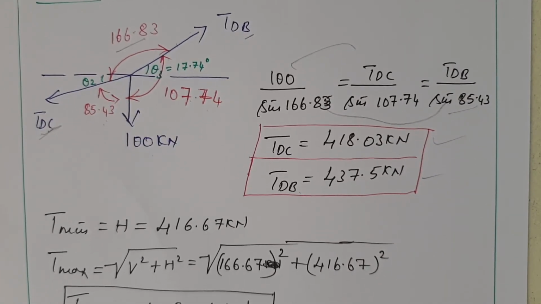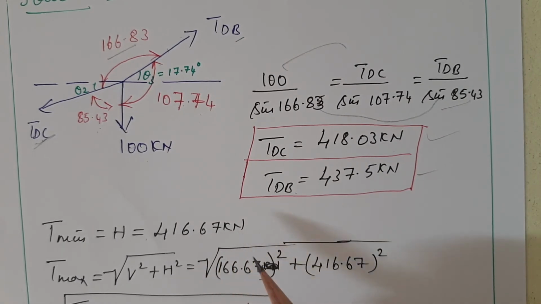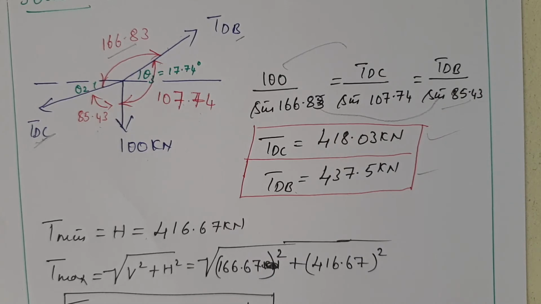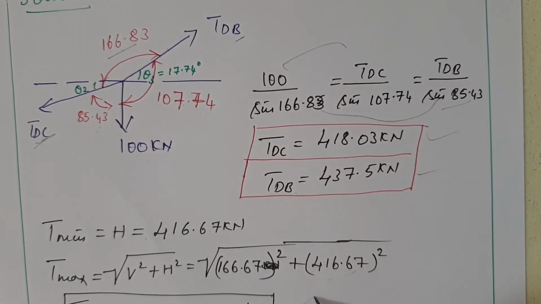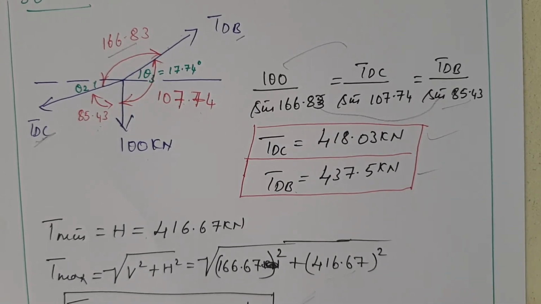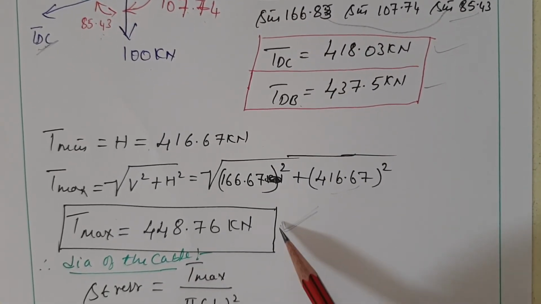These are the values we got, and these are the tension in each segment or tension in each cable. We know the minimum tension T minimum is equal to capital H, and we know the H value as 416.67 kilonewton. The maximum tension is the root of H square plus V square, where V is the maximum vertical load, and the maximum vertical load we got for VA is 166.67 kilonewton. So 166.67 square plus the horizontal square will be the maximum tension. The maximum tension we got is as follows.